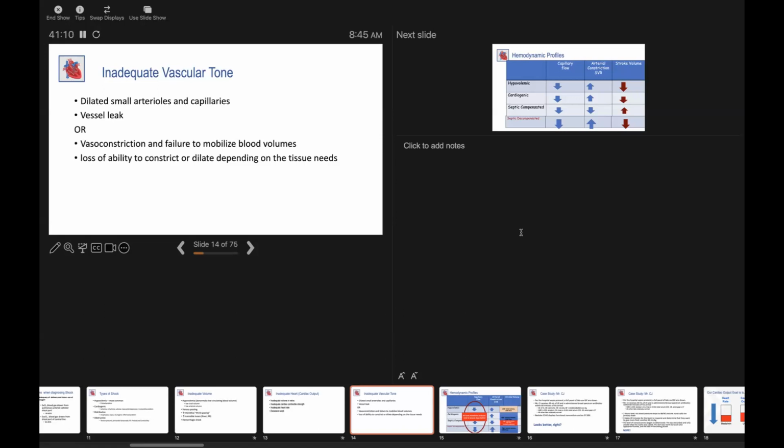Okay. So inadequate vascular tone is really about the loss of ability of the vessel to constrict or dilate depending on the flow property, meaning how much volume is in the artery. Okay, so what makes you lose vascular tone?